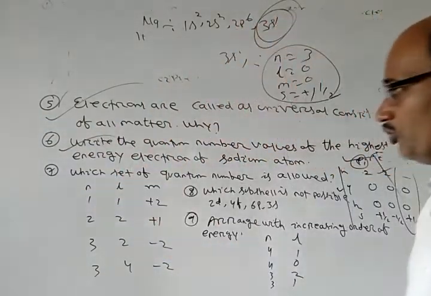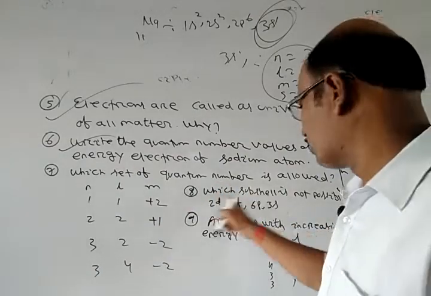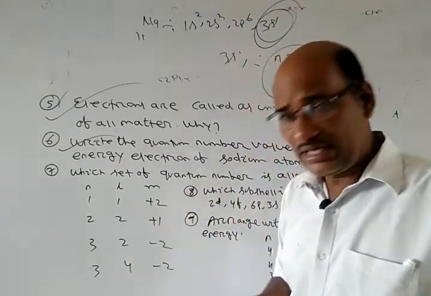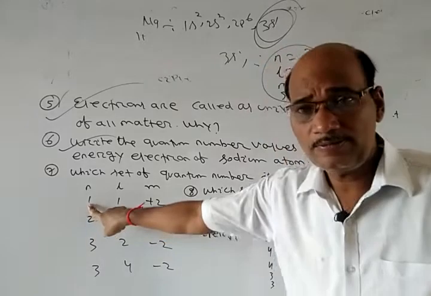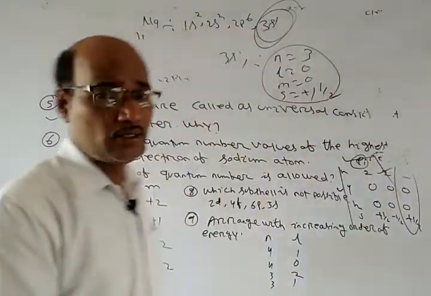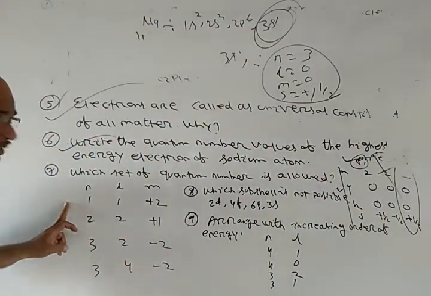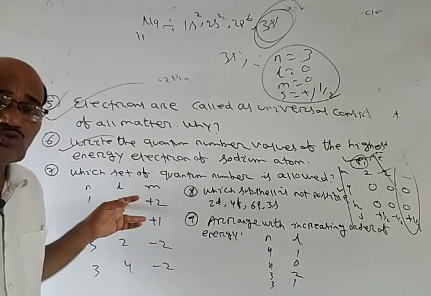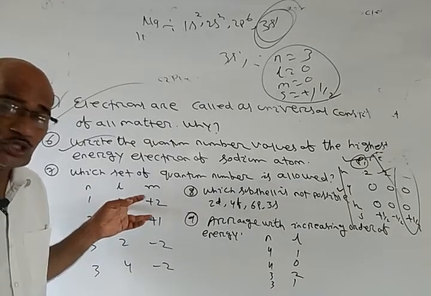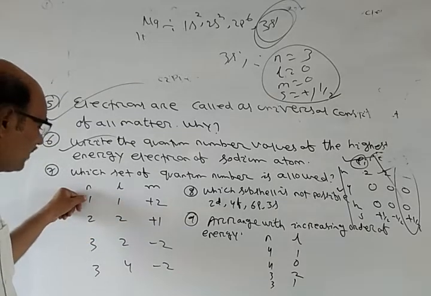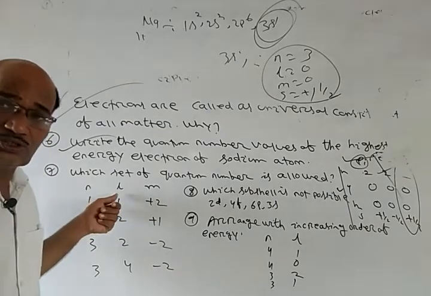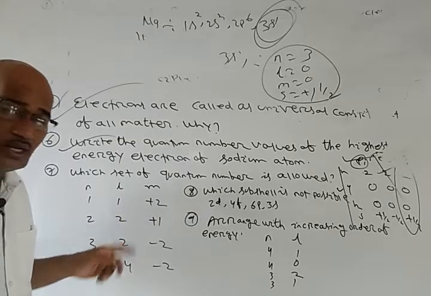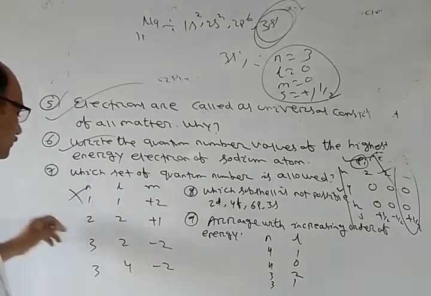Next. Which set of quantum numbers is allowed? In this case, if n is equal to 1, then l will be what? 0 to n minus 1. That means 0 to 1 minus 1, that is 0. So for n equal to 1, l must be 0. But here l is given as 1, so this is not possible.